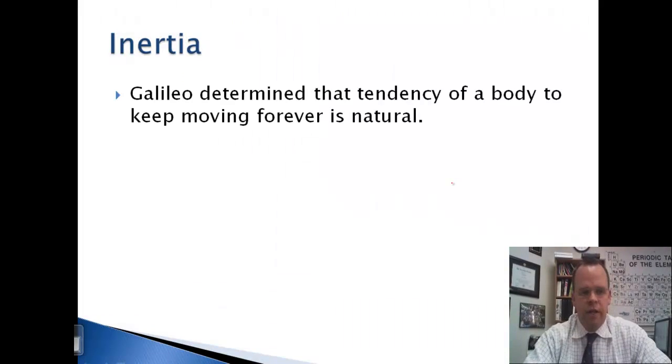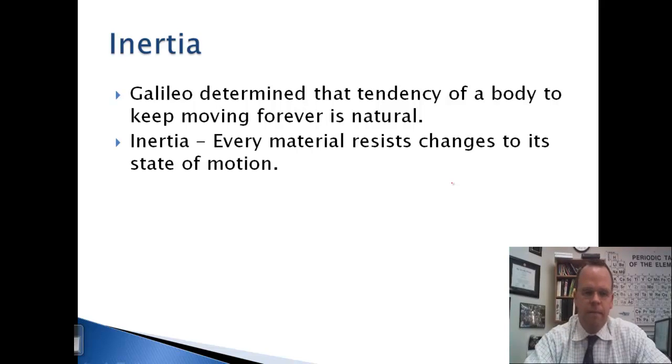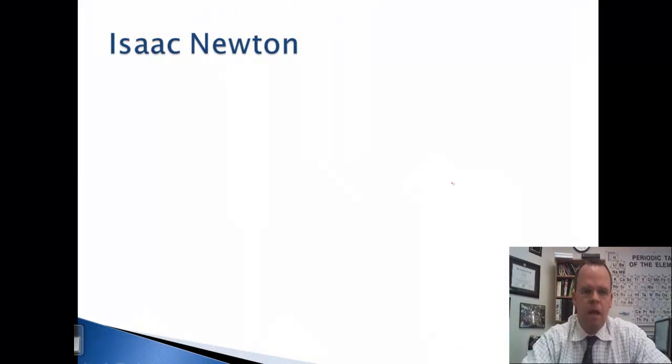This is the concept of inertia. Galileo had found that a body will keep moving forever in its natural state. As long as there's not a force applied, it will just keep moving at a constant speed forever. This is the ability of an object to resist a change in its motion. That's what we would define as inertia.